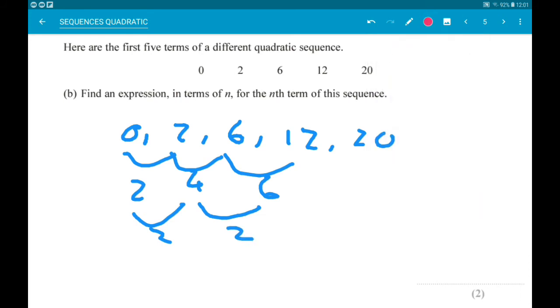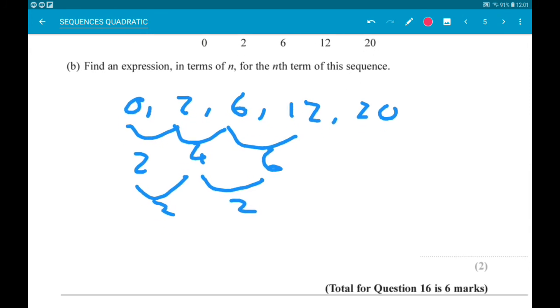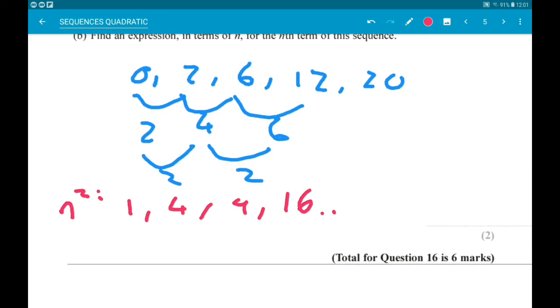Half that to get the number of n squareds. So half of 2 is 1. So the quadratic part is n squared, which is just our square numbers. So 1, 4, 9, 16, and so on. Take that out to get the linear part.